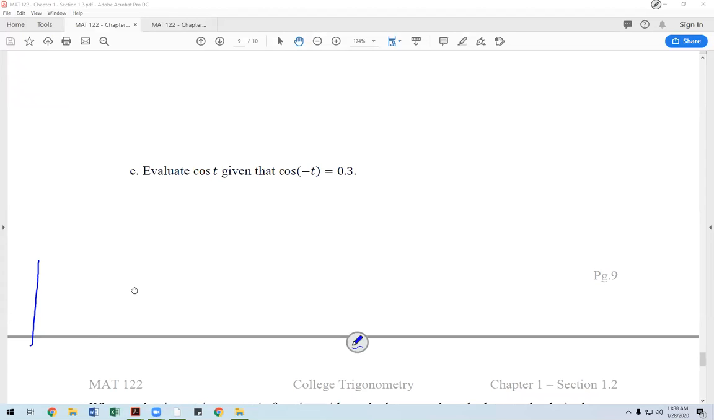They're asking us to find cosine of t, when the given value is cosine of negative t equals 0.3. Okay, so what would you do? You're not sure? Okay. It's given to us in radians, right? So would you subtract 2 pi? No, you don't even have to do any of that. You gotta make it negative. Don't even have to do that.